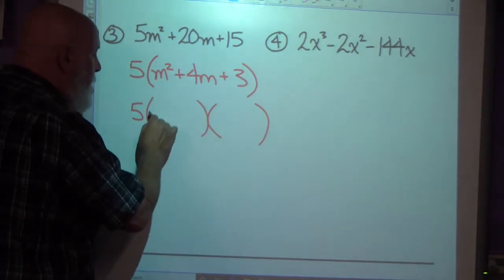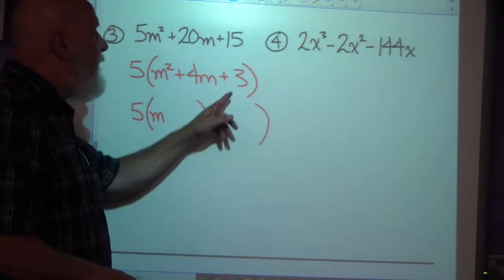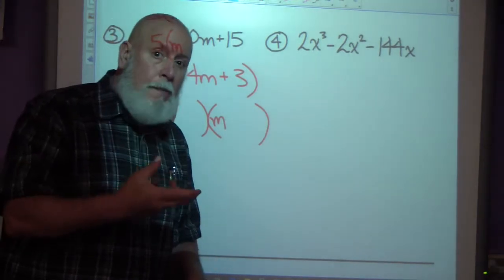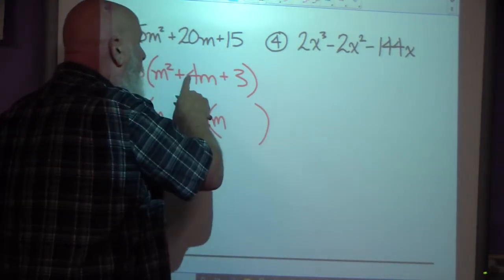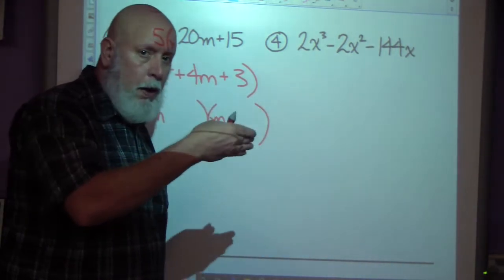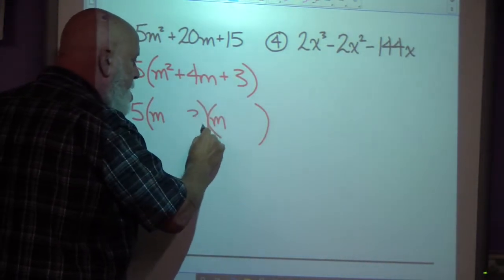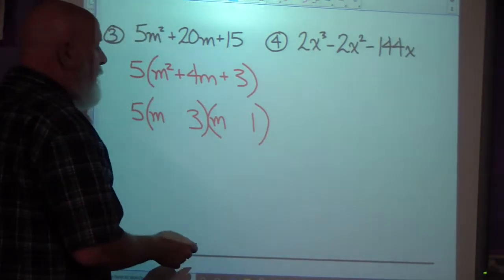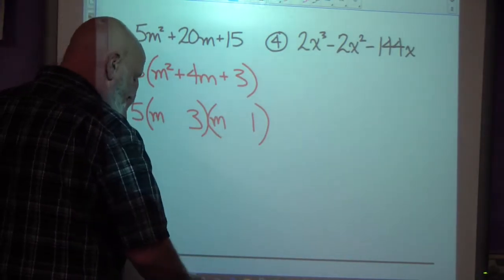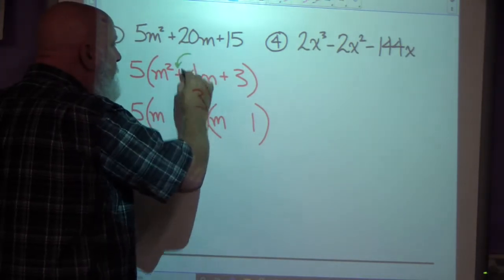I'm going to take the square root of this one, m. The square root of m squared is m. And I'm going to look for factors of 3. That's numbers that can multiply together to give me a 3. And the same two numbers will add or subtract to give me a 4. Well, 3 is prime. It only has 2 factors, 3 and 1. So luckily, 3 and 1 add up to 4. So I'm going to try and see if I can factor that using 3 and 1. They have to multiply together to give me 3. And more importantly, they have to add together to give me positive 4.